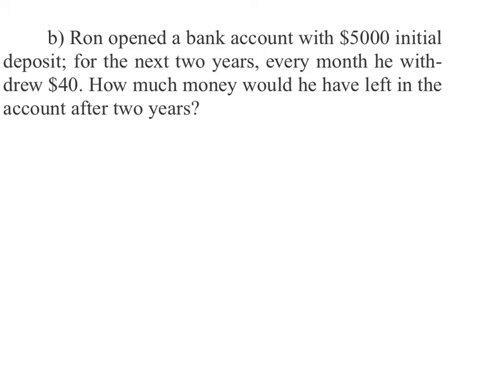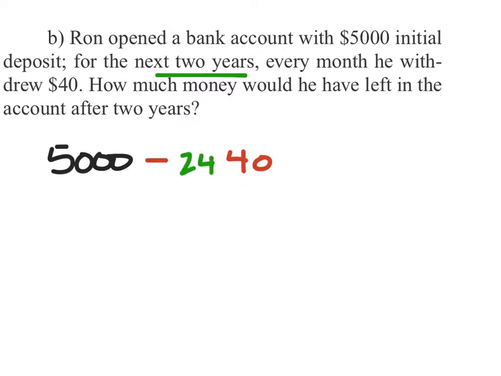Alright, Ron opened a bank account with $5,000 initial deposit. For the next 2 years, every month, he withdrew $40. How much money will he have left in the account after 2 years of withdrawing $40? So we have the initial amount at $5,000. And we're going to subtract $40 every month for 2 years, right? So 2 years is 12 months. 12 times 2, which is 24. So this is the expression as we have it.